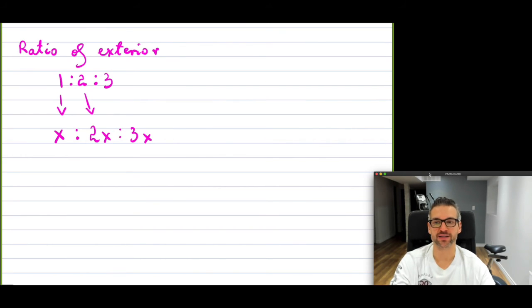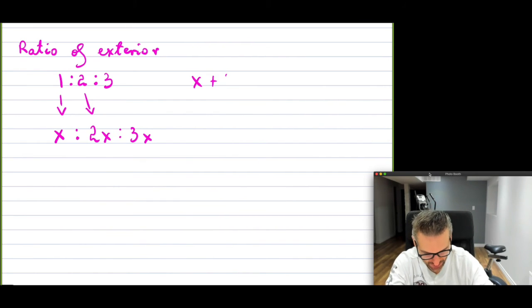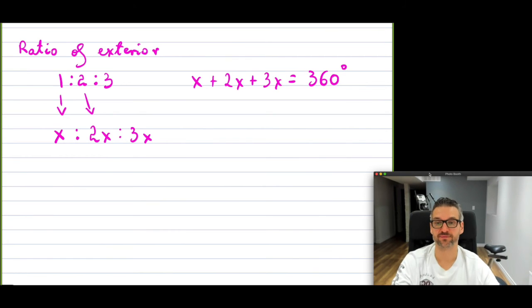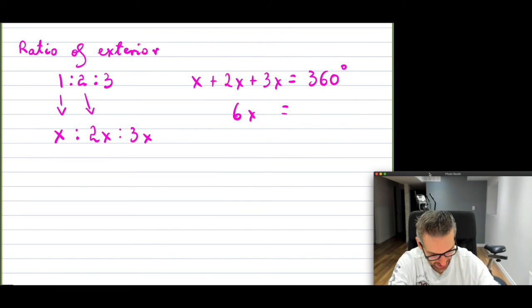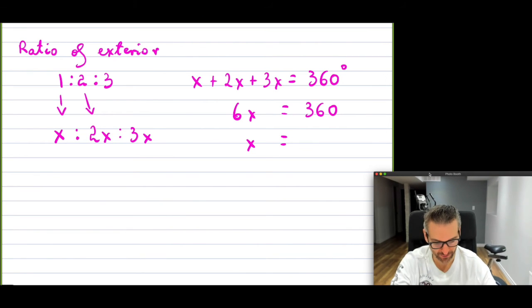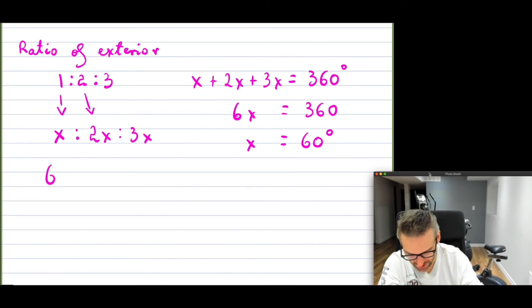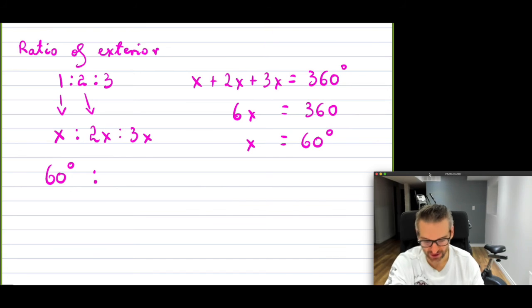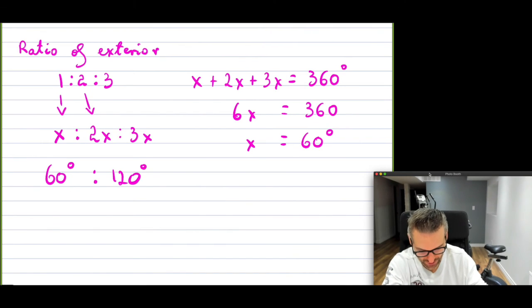Now, what do we know about exterior angles? Well, we know that x plus 2x plus 3x is equal to 360 degrees. So now we just solve for x. x plus 2x plus 3x is actually 6x, so 6x is equal to 360. Dividing by 6, we get 60 degrees. So that tells me x was 60 degrees, 2x is obviously 120 degrees, and 3x would be 180 degrees.